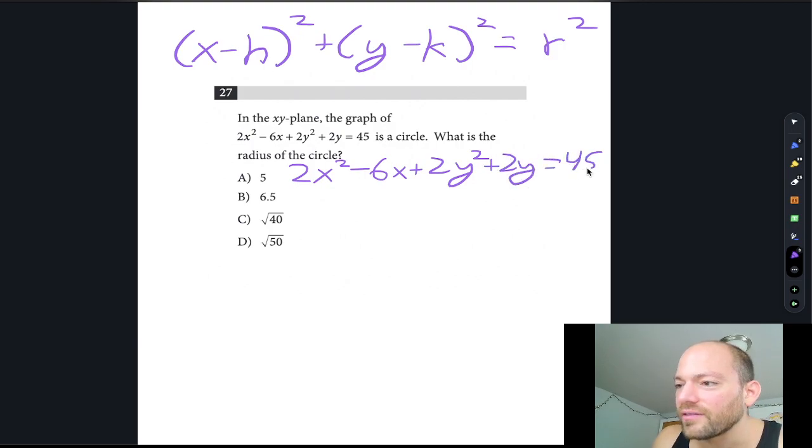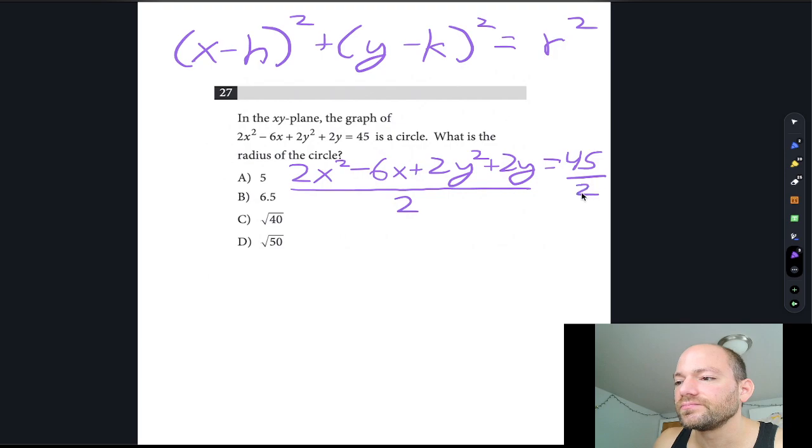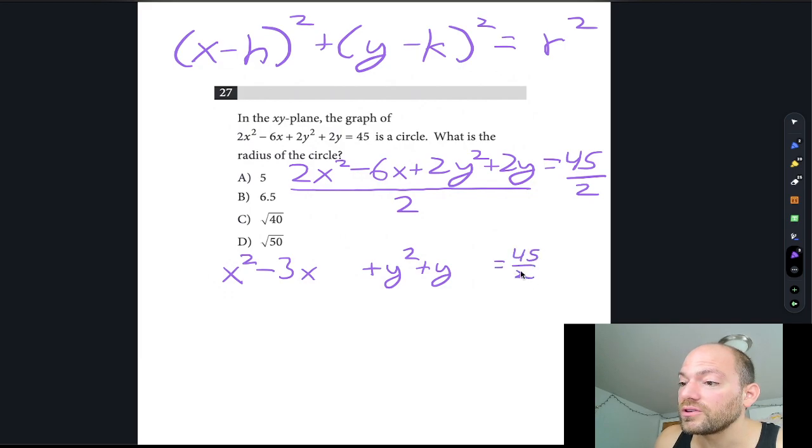Okay. Here's the first thing you want to do when you complete the square. You want to make sure that there's no number in front of the squared terms. Right now it's 2x squared and 2y squared. Let's get rid of that. Let's divide both sides by 2. That's going to give us, I'm going to rewrite the whole thing down here, x squared minus 3x. I'm going to leave a space, you'll see why, plus y squared plus y, leave a space, equals 45 over 2. I'm going to change the color over here.